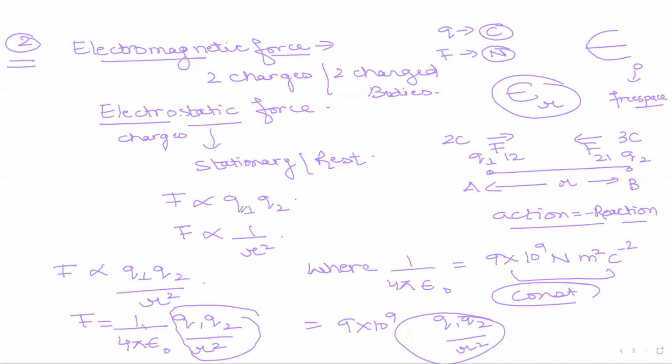F is directly proportional to Q1, Q2. And F is inversely proportional to R square. Therefore, F is proportional to Q1, Q2 upon R square.